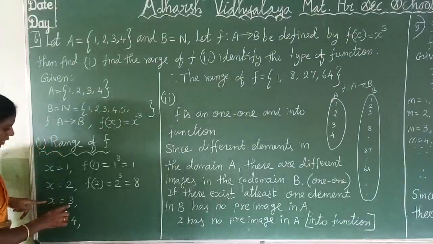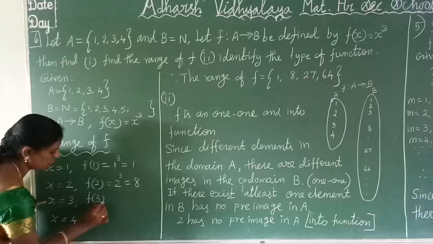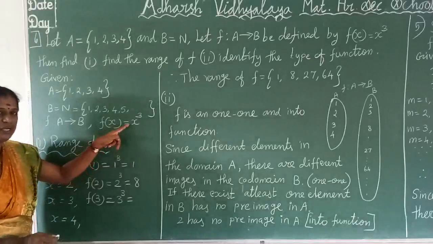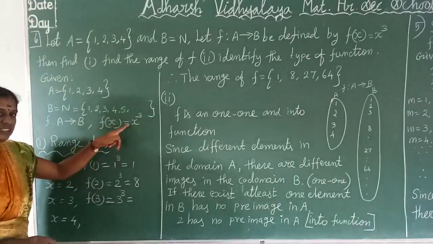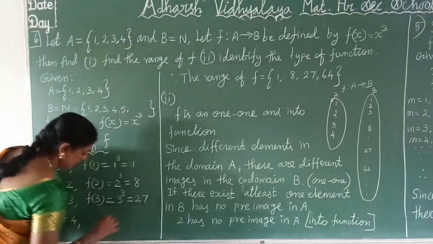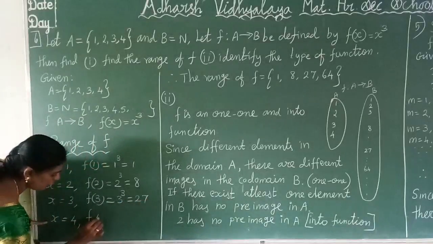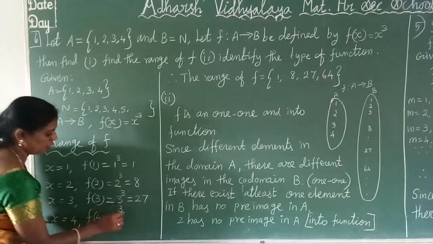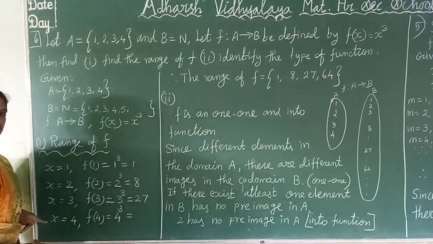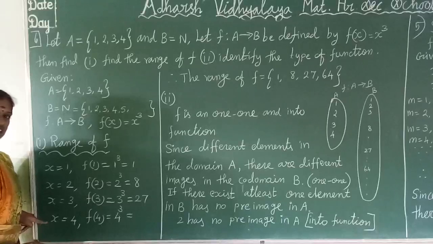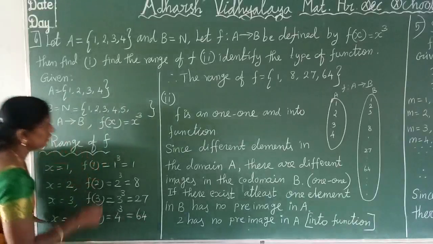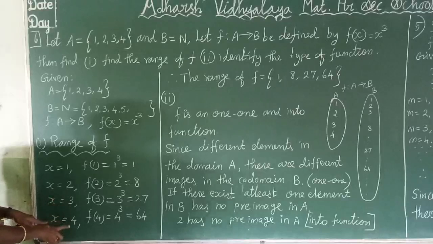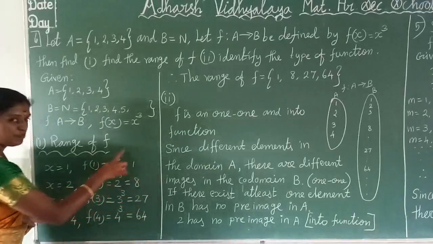Next x equal to 3: f of 3 is 3 cubed, 3 multiplied three times. 3 3s are 9, 9 3s are 27. Next apply x equal to 4: f of 4 is 4 cubed, 4 multiplied three times. 4 4s are 16, 16 4s are 64. That's all. Here A is equal to {1, 2, 3, 4} only, so we take 1, 2, 3, 4. So these answers only form the range.